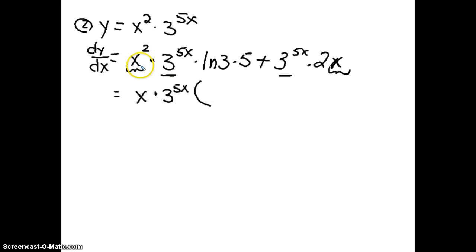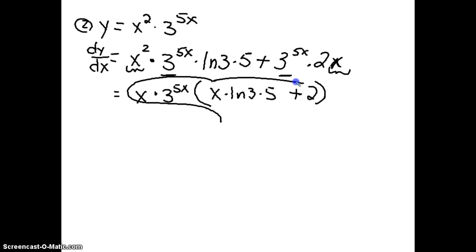And we're left with x times ln 3 times 5 out of the first part, plus this x is out, the 3 to the 5x is out, and we are left with only a 2 there. There you go. Final answer on that one, factored form, is x 3 to the 5x times that quantity there.